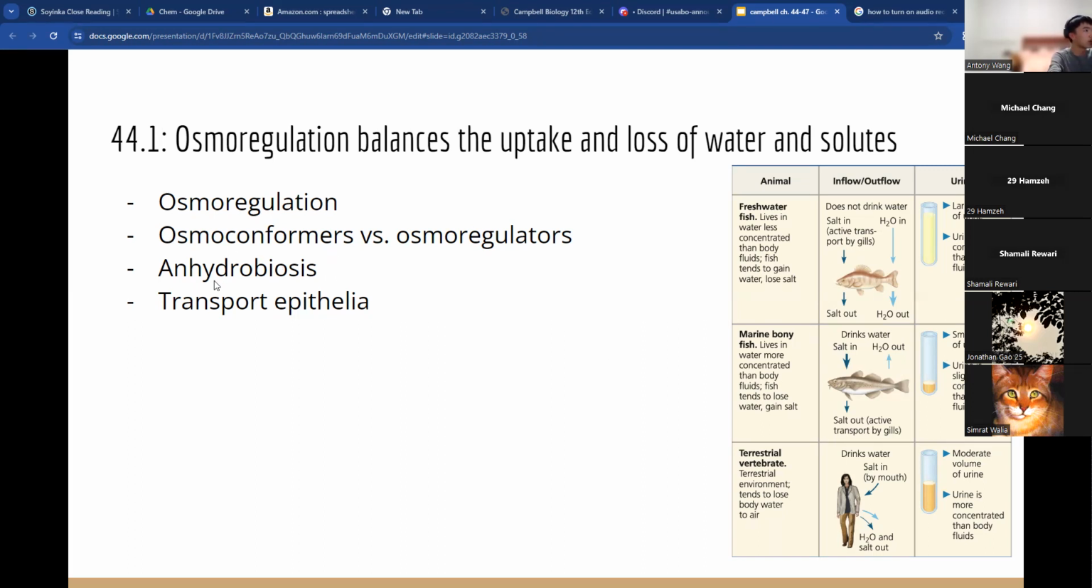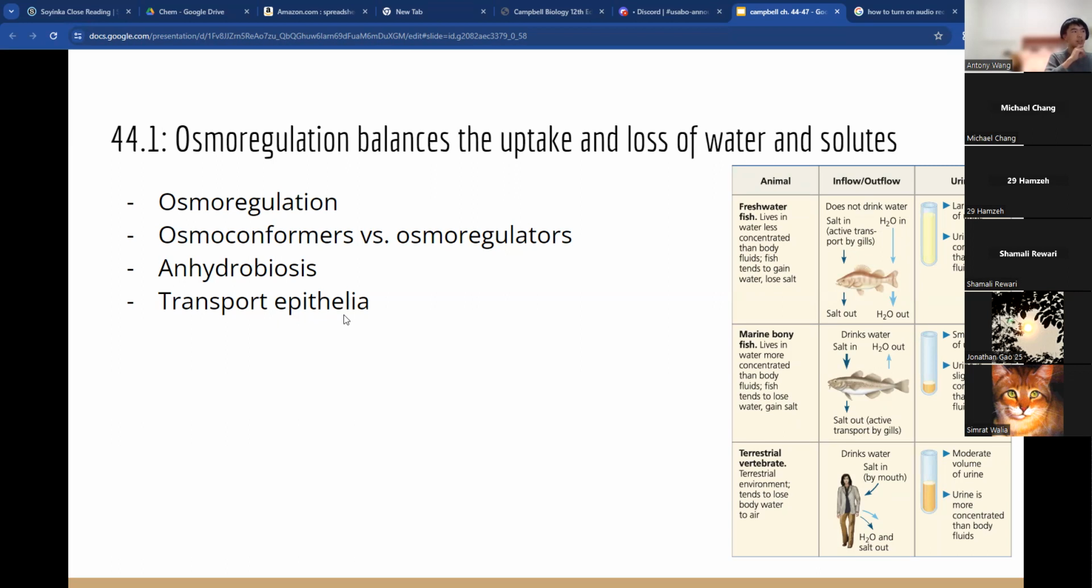Nephron. So, transport epithelia. These are in your kidney. There are filtration units called nephrons, and these nephrons have certain transport epithelia. These are cell layers that help to control what goes into and out of the urine. So these transport epithelia are what actually does the filtration.